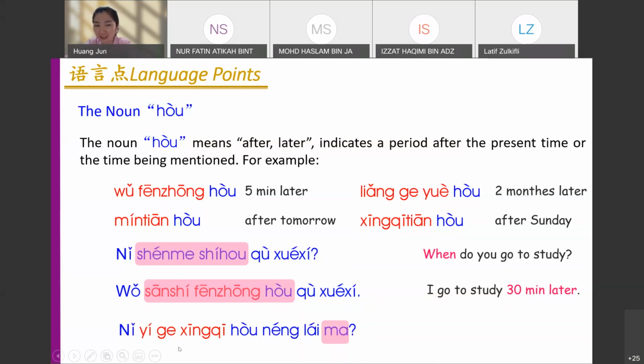So let's check 一个星期. Can you react quickly? 一个星期 means 1 week. So it means 1 week later. So can you come? Not next week. Next week is 下个星期. Do the revision. Check again. I know a little bit confused right now.